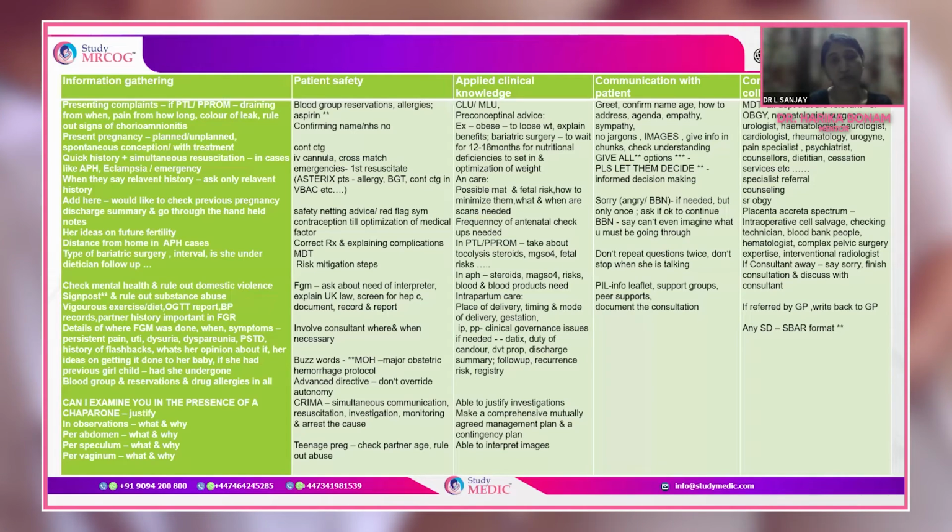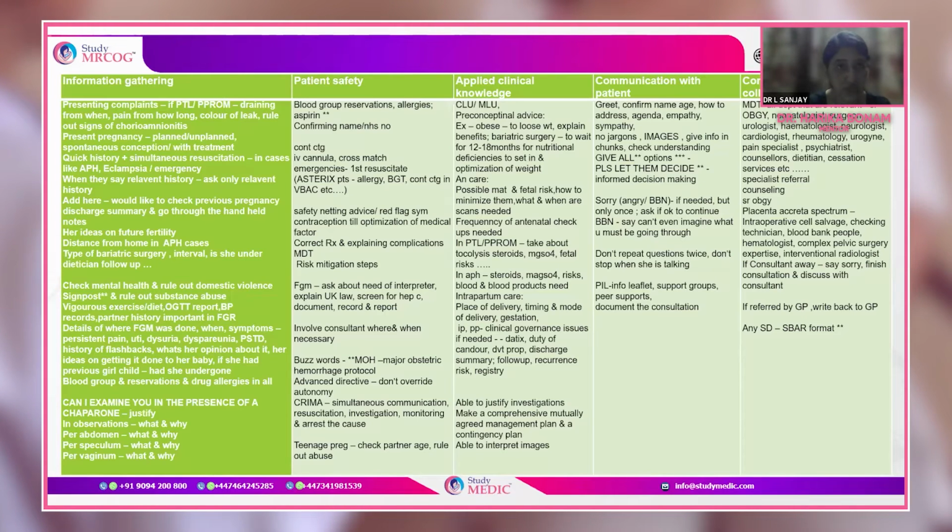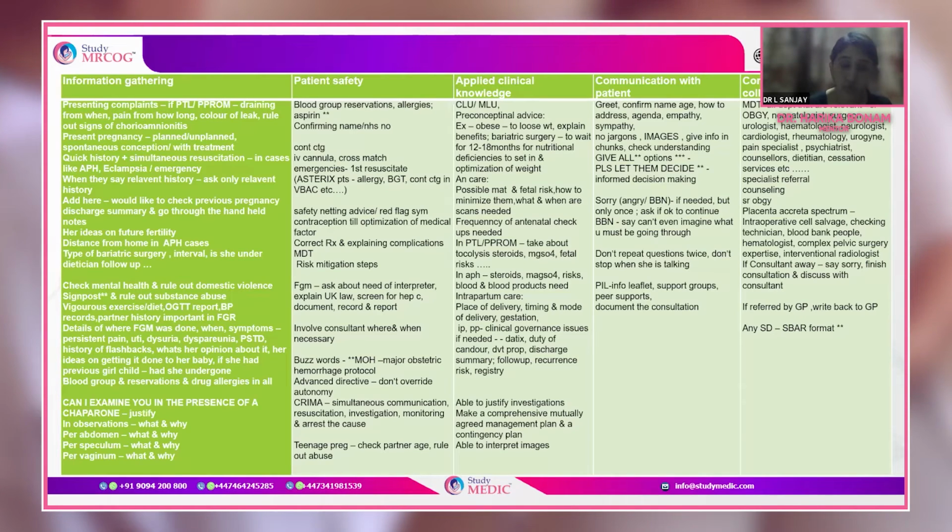So it is important that you confirm the name and NHS number, and then you talk about what the report is to the patient.